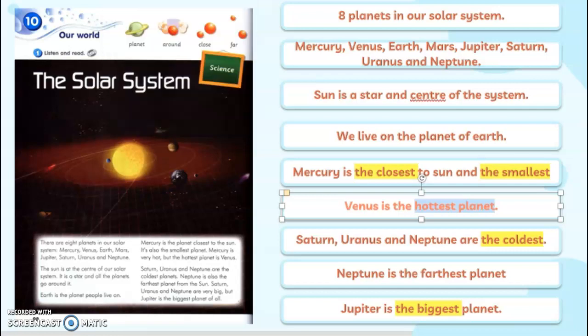Next one, Saturn, Uranus, and Neptune are the coldest. So the coldest planets, there are 3. Neptune is the farthest planet, the most far from the sun. The last one, Jupiter is the biggest planet. So Mercury is the smallest, Jupiter is the biggest planet, and Neptune is the farthest planet from the sun. That's why Neptune here is mentioned last.